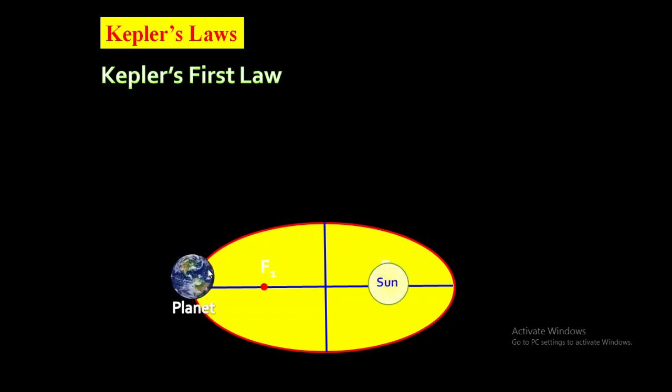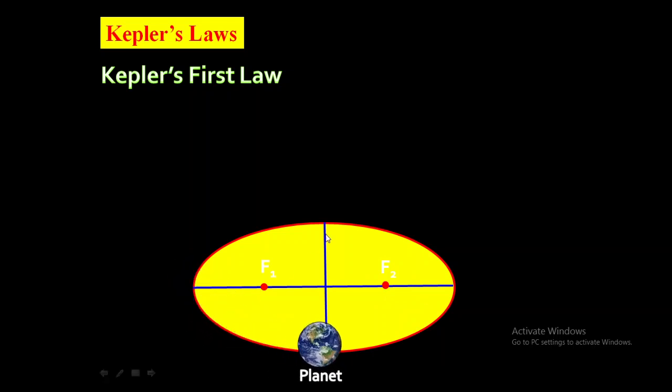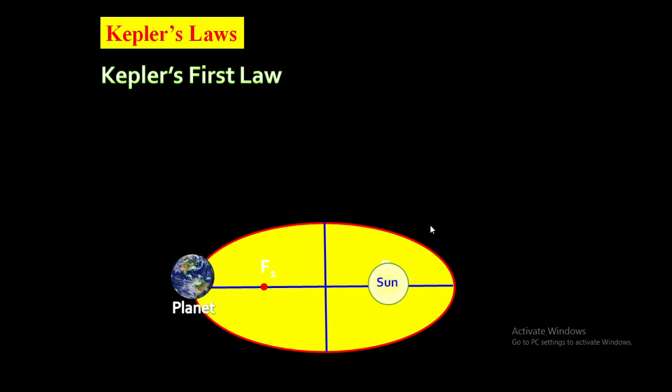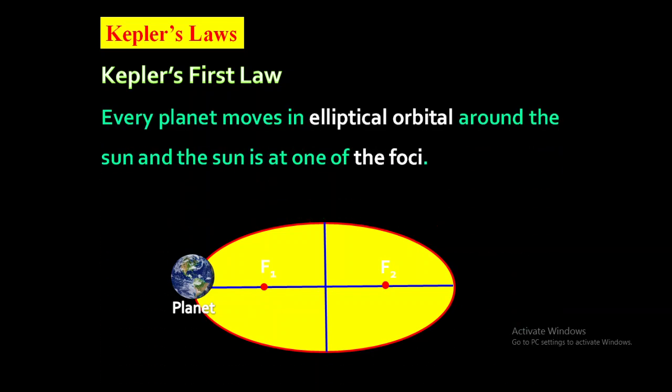So this is the animation. The planet is moving around the sun in an elliptical orbit, and the sun may be at F1 or maybe at F2. So what is the statement? The statement is: every planet moves in an elliptical orbit around the sun, and the sun is one of the foci. The sun may be at F1 or maybe at F2.